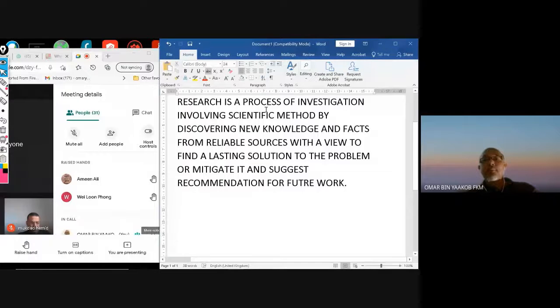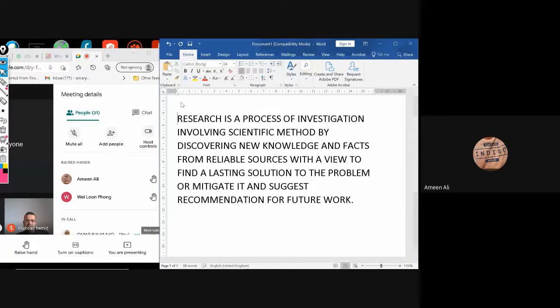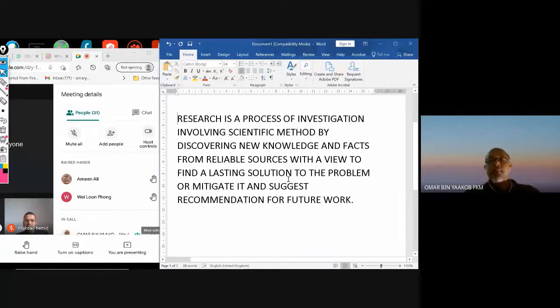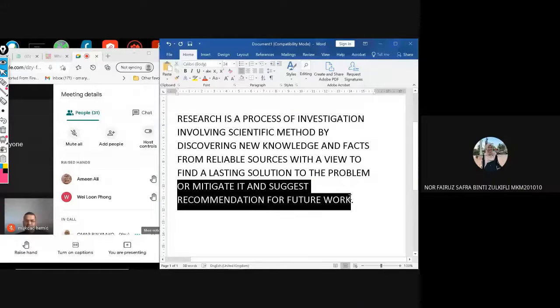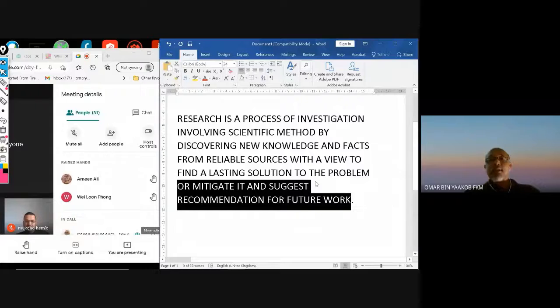Right. Research is a process of investigation involving scientific method by discovering new knowledge and facts from reliable sources with the view to find a lasting solution to the problem or mitigate it and suggest recommendation for future work. Is that okay, Amin? Amin Ali? I think the definition should end at the word problem. So the mitigate and suggest recommendation part, I don't think we need the last two lines. I think that one is for explanation. That's my opinion.